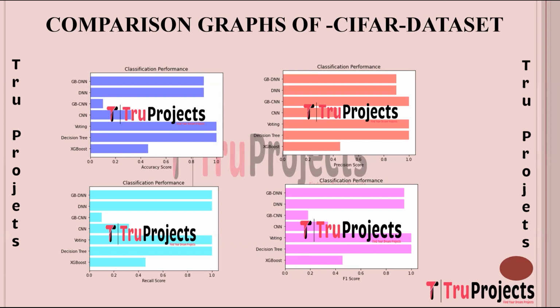F1 score is the harmonic mean of precision and recall. It is a balanced measure that considers both false positives and false negatives. It is calculated as 2 times the product of precision and recall divided by the sum of precision and recall. It provides a single metric that balances precision and recall, making it useful when we want to consider both false positives and false negatives in the evaluation. We will consider the model which is performing well compared to other models.